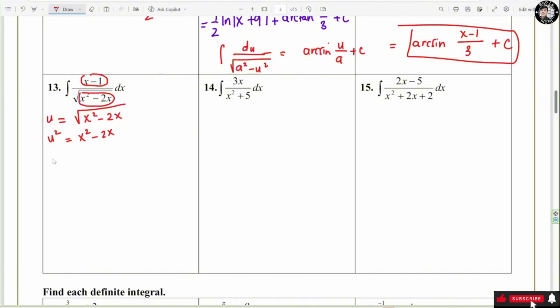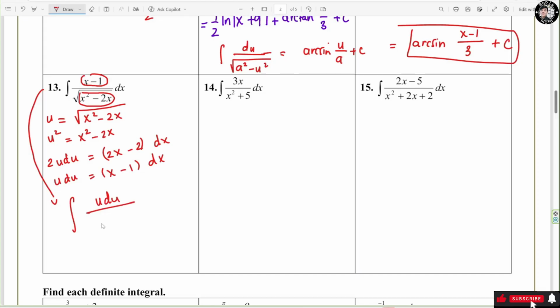Take the derivative of both sides, so we get 2u du equals (2s minus 2) ds. Now I'm going to factor 2 out and divide both sides by 2, so I have u du equals (s minus 1) ds. Now this turns out to be the antiderivative of u du over u, so it's the antiderivative of du, which is u plus c. But u equals this, so it's the square root of s squared minus 2s plus c.